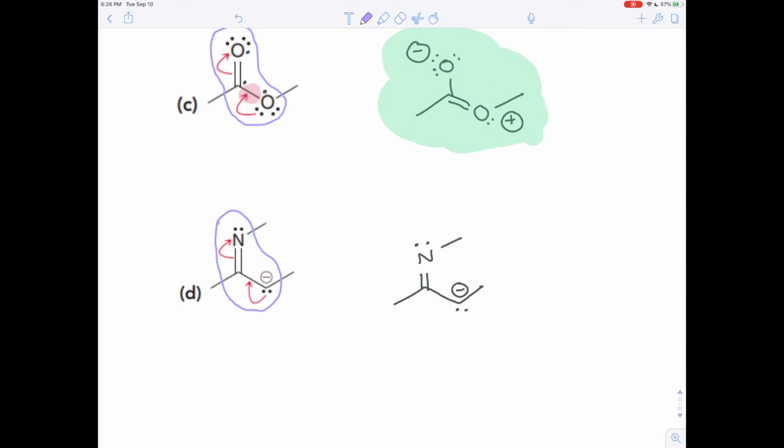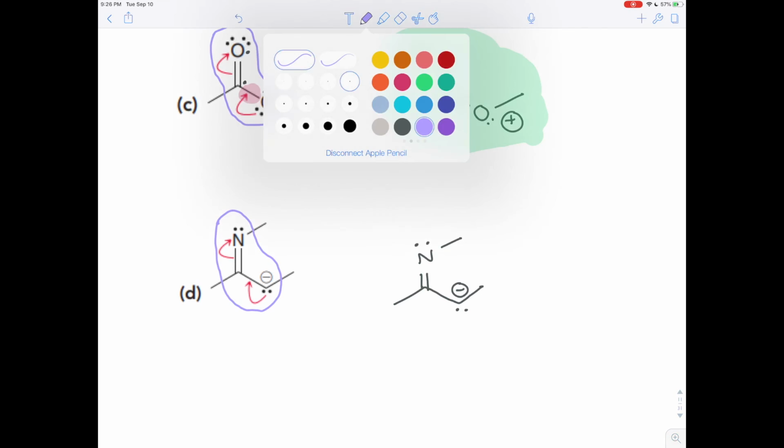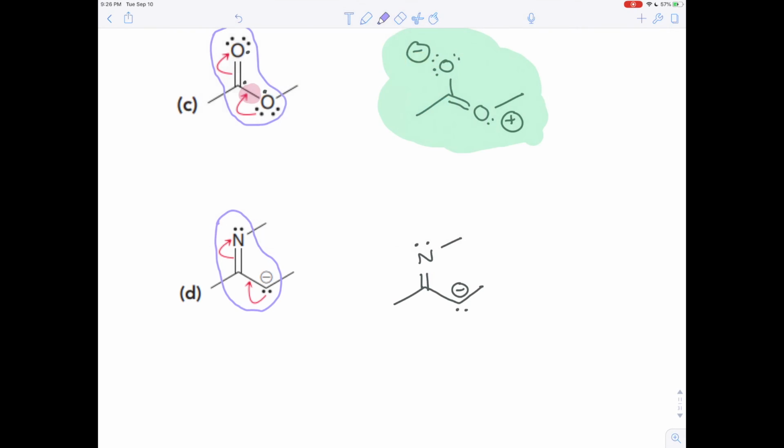Now we want to draw hydrogens on any carbons in this area, and so let's start by looking at this carbon here, that carbon. This carbon does not have a formal charge, so it should have 4 bonds, and lo and behold, it has 1, 2, 3, 4 bonds. So that carbon does not have any hydrogens.